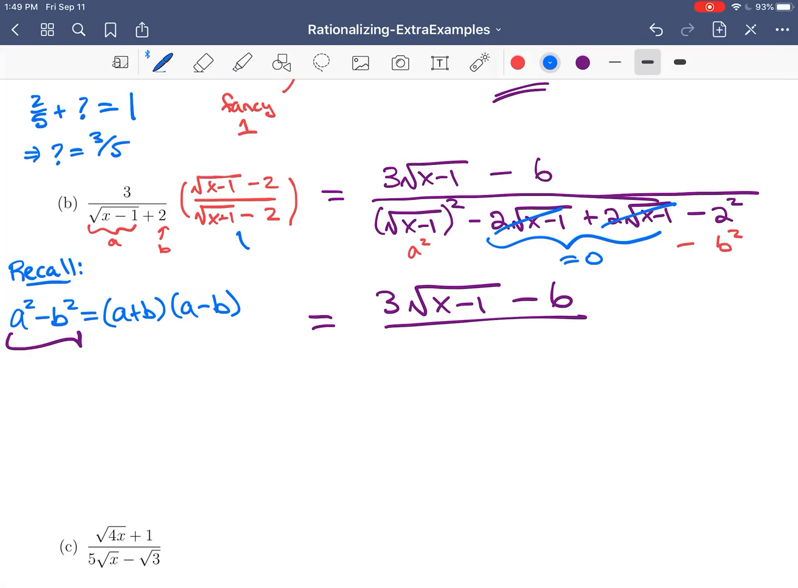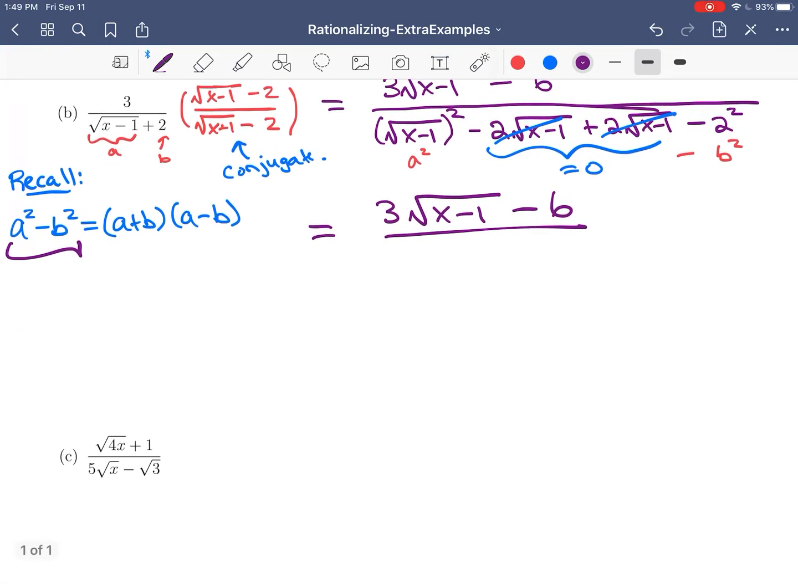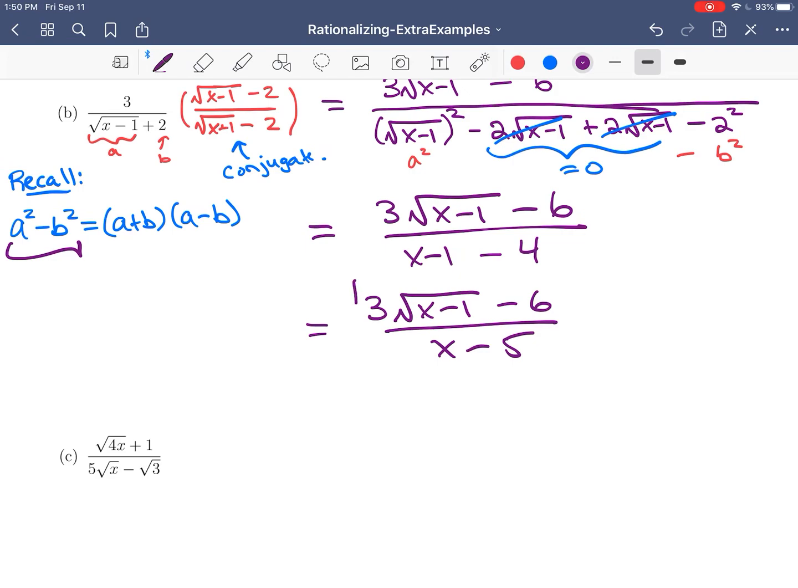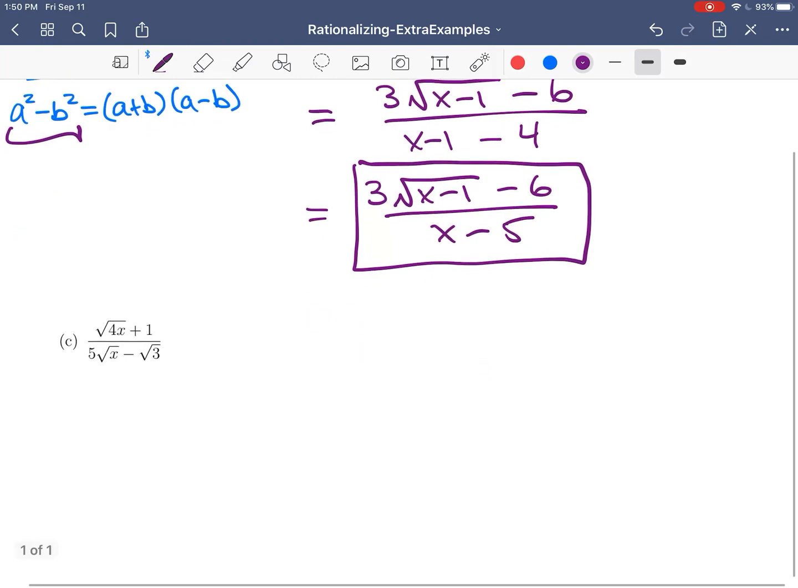And I should just make a note here. We call this the conjugate of the other one. So square root of x minus 1 all squared is just x minus 1. And then we're going to subtract 2 squared, which is 4. So if I simplify that, the bottom is just going to become x minus 5. And that's how we would leave our answer. So notice that there's no more square root in the denominator. There will end up being a square root in the numerator. That's okay because we are rationalizing the denominator.